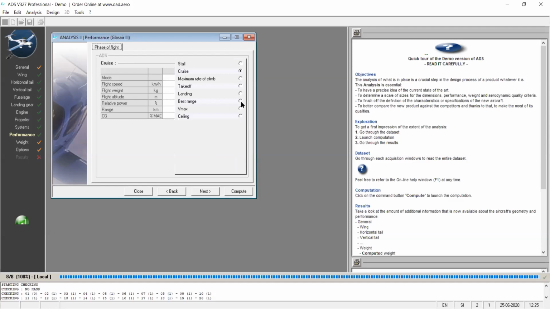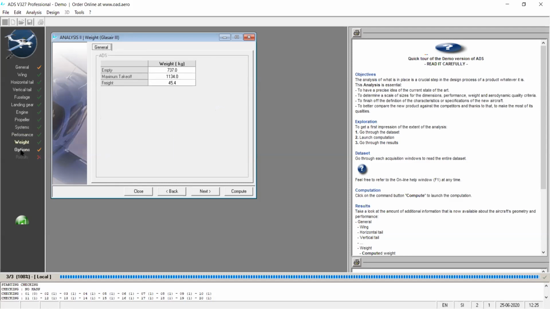And Vmax and best range and landing, takeoff and maximum rate of climb and a stall. These are called performance parameters. So whenever somebody asks you what the performance parameters are, it is stall characteristics, cruise characteristics, maximum rate of climb, takeoff, landing, best range, Vmax, the maximum velocity of an aircraft, and ceiling. These all come under performance.